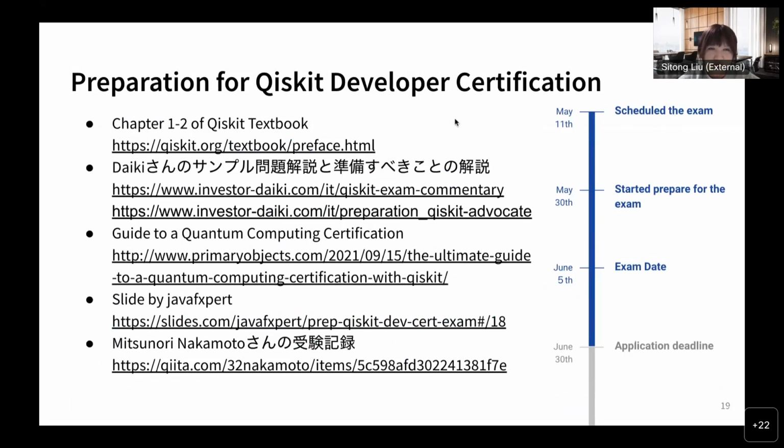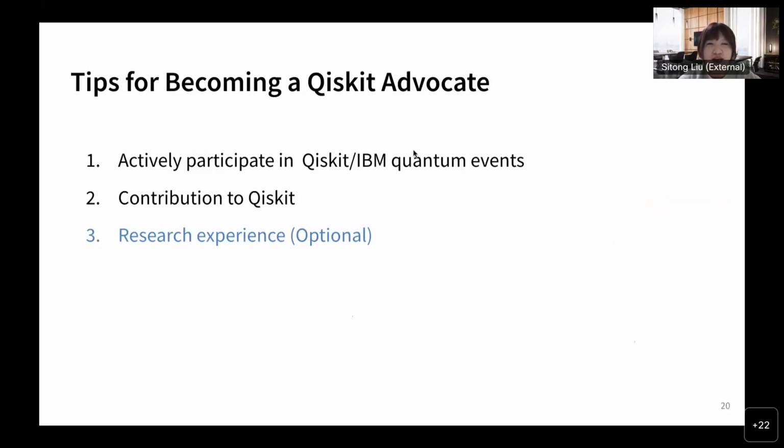So the last thing I want to share is about preparation for the Qiskit developer certification. As you can see, I scheduled the exam with very limited time, and I passed the exam right before the deadline. Here are some materials I found very useful, and a lot of them are written in Japanese. I hope the effort that people in Japan have made can be known by more people. If you prepare well and have more time to prepare, passing the exam is not a hard thing. So here are some tips for becoming a Qiskit advocate.